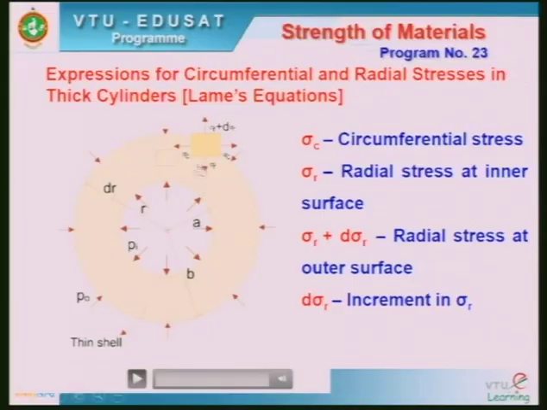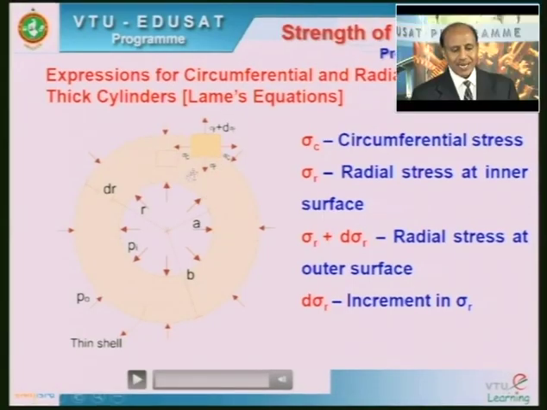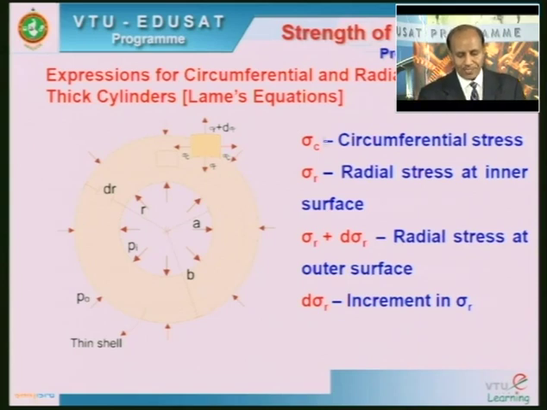So, we have a radial stress sigma r on the inner side of this element, and on the outer side there is a small change, sigma r plus d sigma r. And these are the circumferential stress, sigma c, on either side of the element, which is nothing but the circumferential stress in that thin wall, as you need to understand over here.